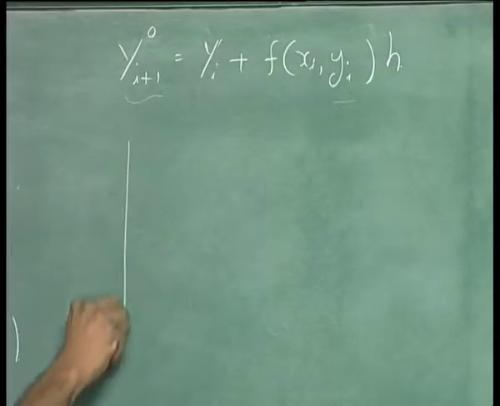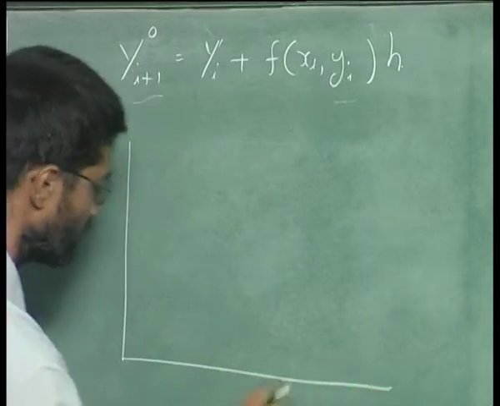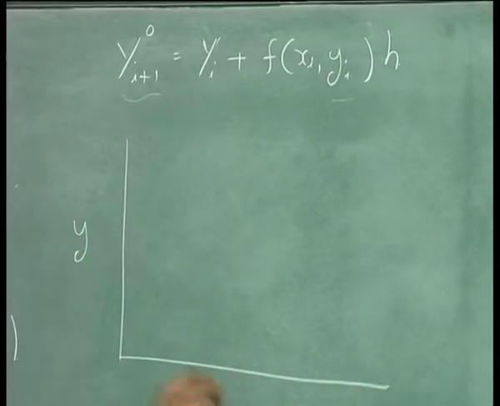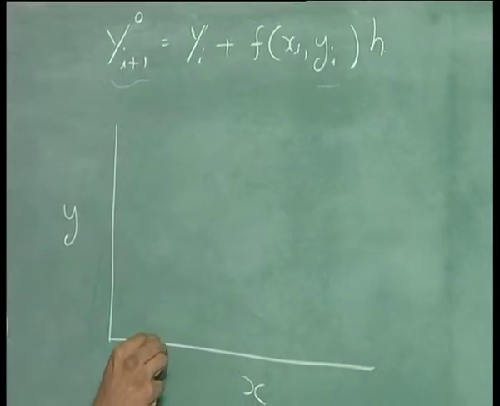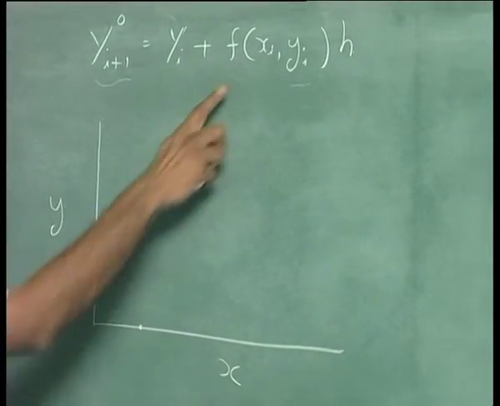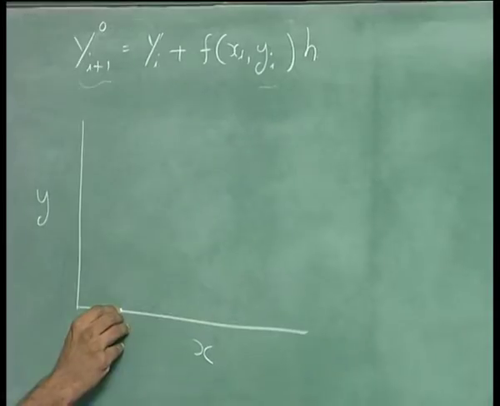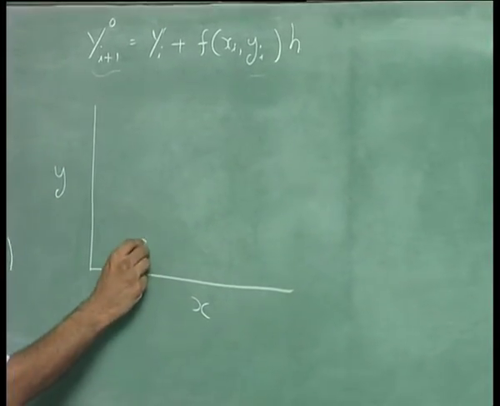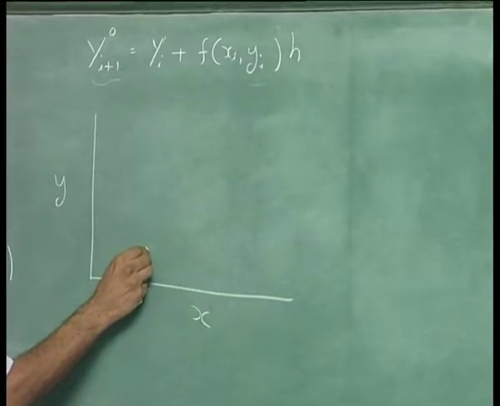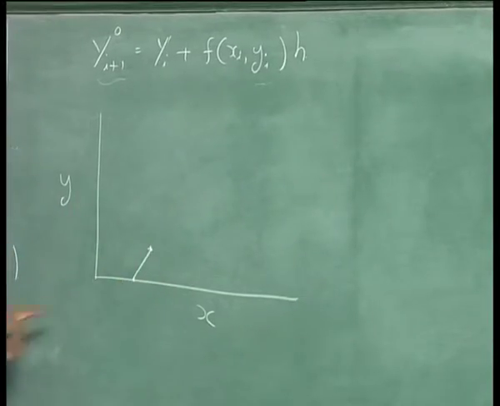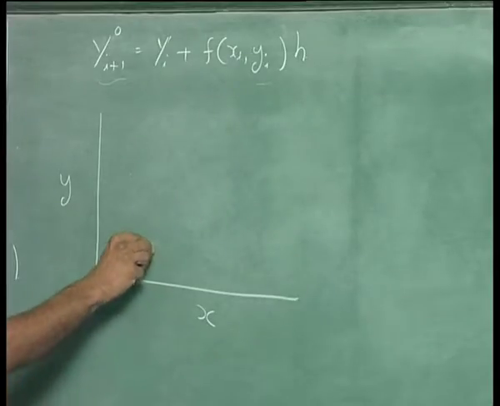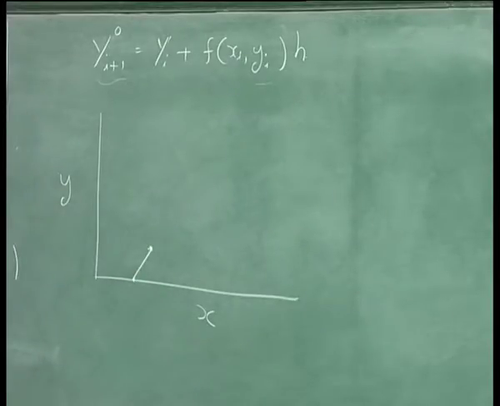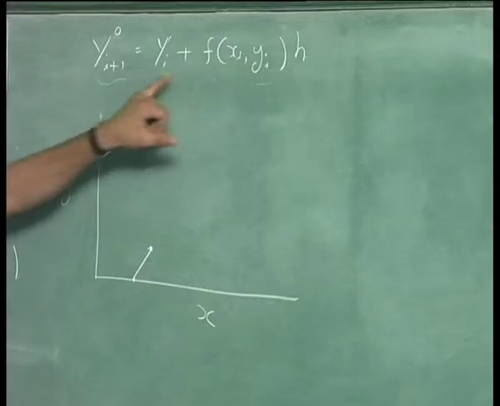Graphically it's something like this. This is my y and this is my x axis. I start from somewhere here. I have my slope there. Now the slope is, let's say, like this. And that's my distance h. So I go to this point, using that slope. I start from here and I go along the slope to this point, by using this predictor scheme.